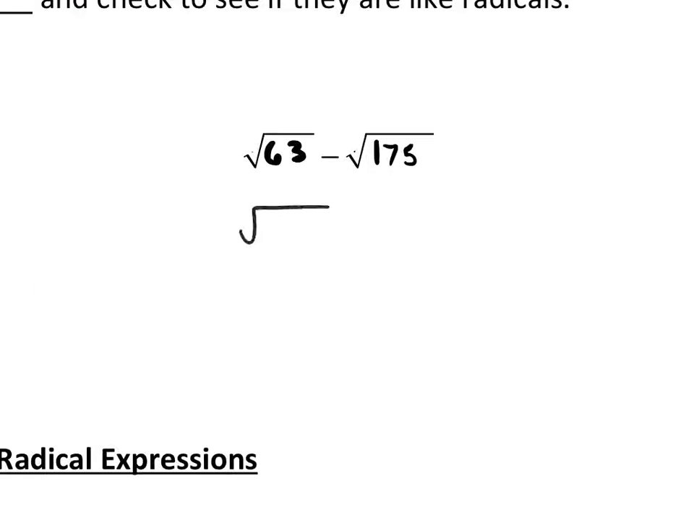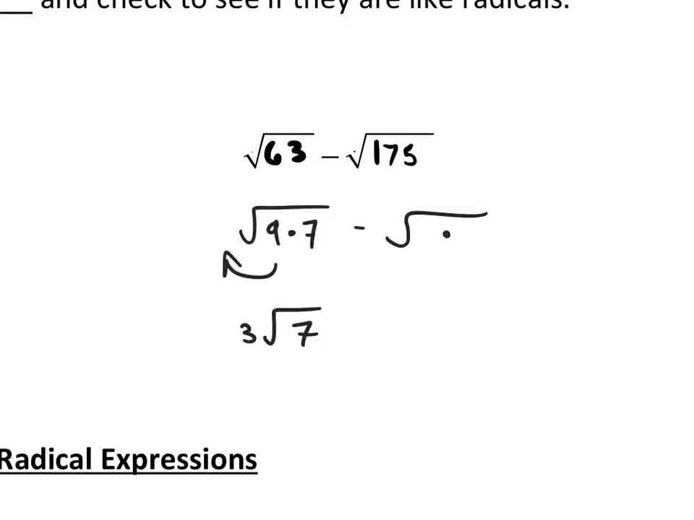So always just be on the lookout, using your perfect squares to help simplify expressions. This one's 9 times 7. So here we'll get a 3 square root of 7.